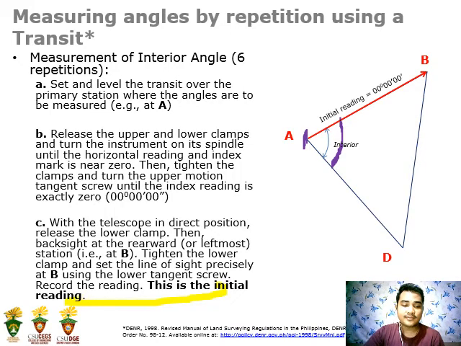So, as discussed in class, you set up the instrument at A, then set 0°00' on your plate. Once it reads 0°00', you point to B, backsighting on the first station you set, then record that reading. So the initial reading now is 0°00'.